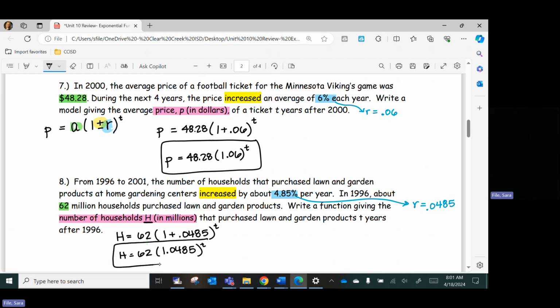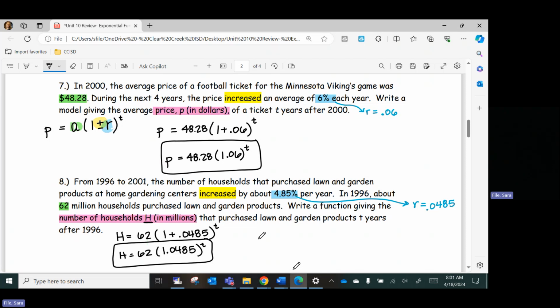So that's the equation that could be used to determine the number of households purchasing lawn or garden equipment T years after 1996. So if it was in 2000, we'd be plugging in a 4 because that would be 4 years after 1996. You'll feel okay about setting those up?